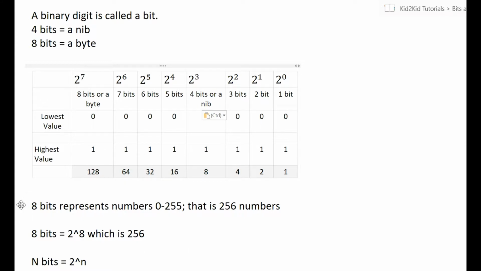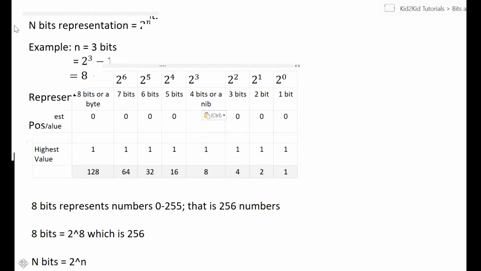So 8 bits represent the numbers 0 through 255 in the decimal system. That is 256 numbers, because we include the 0 in that. If you count out all the numbers from 0 to 255, you'll see that there are indeed 256 numbers. So 8 bits is just 2 to the power of 8, which is 256. If there are n bits, you would use 2 to the power of n.